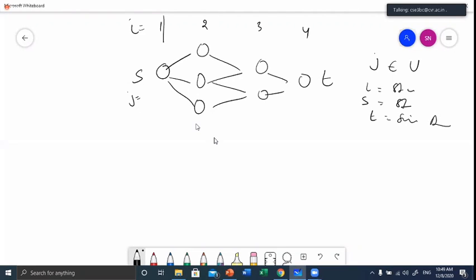Now, what I'm doing here: if I want to calculate the cost at this point, that means cost of stage I, comma J. If I want to calculate here, what can you write?